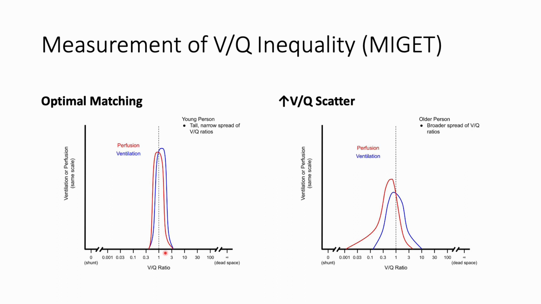Why I include these graphs is to illustrate that in a young healthy person, there is optimal VQ matching, where most of the lung units have a VQ ratio of 1 or very close to 1. Whereas as we get older, there's an increase in VQ mismatch or VQ scatter or inequality, such that there are more lung units that have a VQ ratio that's more deviated away from 1. So this is what we mean by VQ mismatch or VQ inequality.